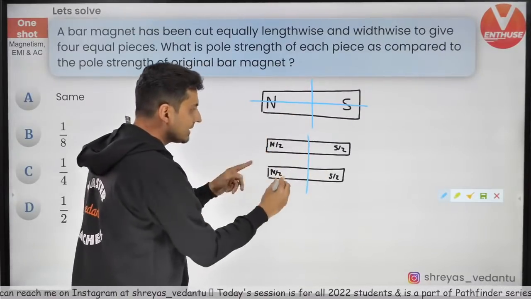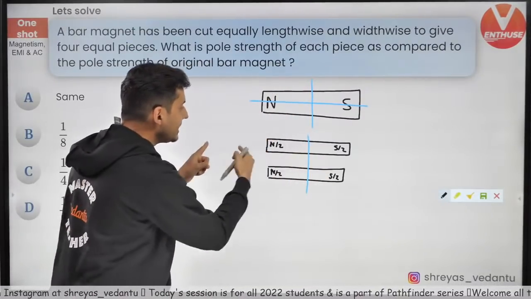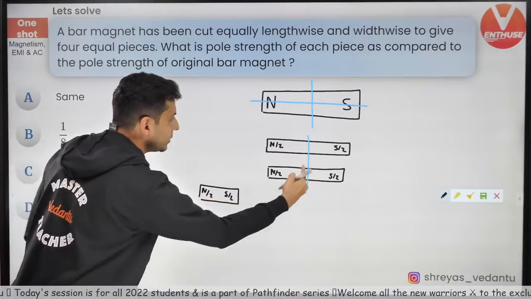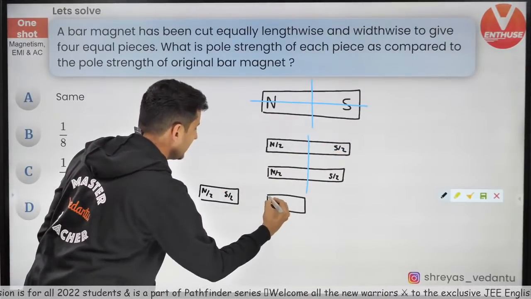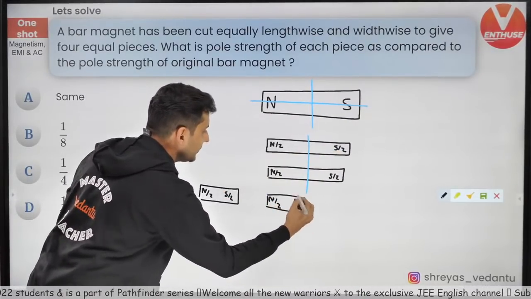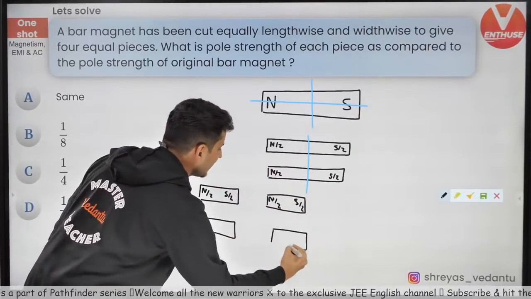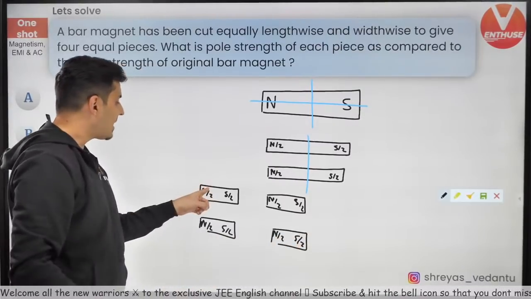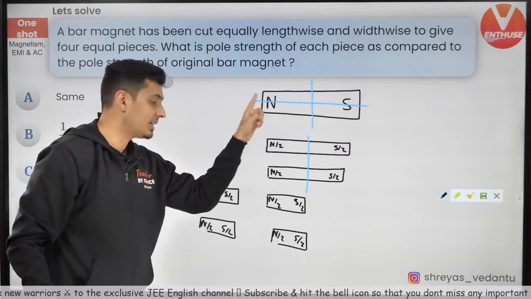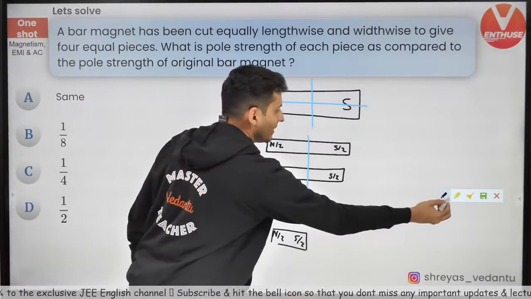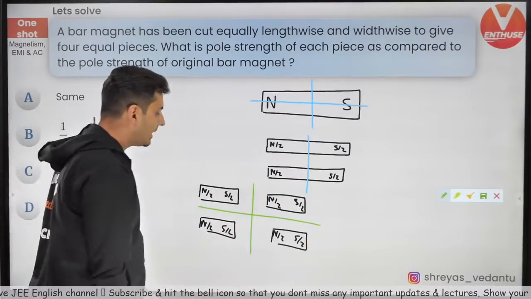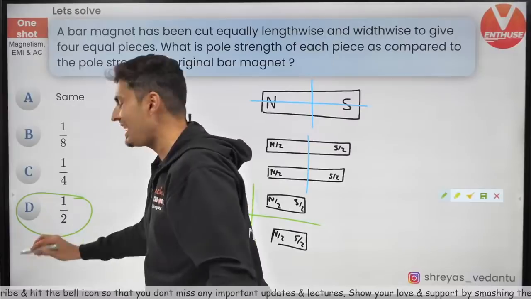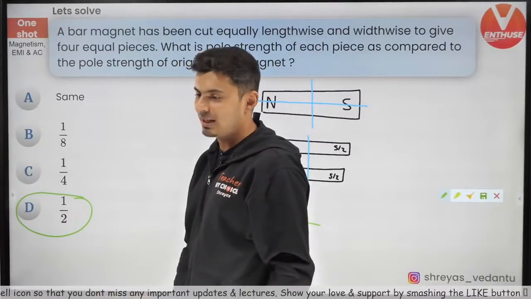Now, when you are cutting it like this in the next step, what will happen? Each piece, think what will each piece look like? This will be north by 2, this will be south by 2. This piece will be nothing but north by 2, south by 2. These two bottom pieces will be also exactly like this, north by 2, south by 2. So what has happened to the pole strength from the original pole strength? It has become half. Do you see that, my warriors? So when you cut it into 4 parts, each pole strength has become half. So that's the concept, and many people make a mistake. The answer is D. It is not same, nor is it 1/8.